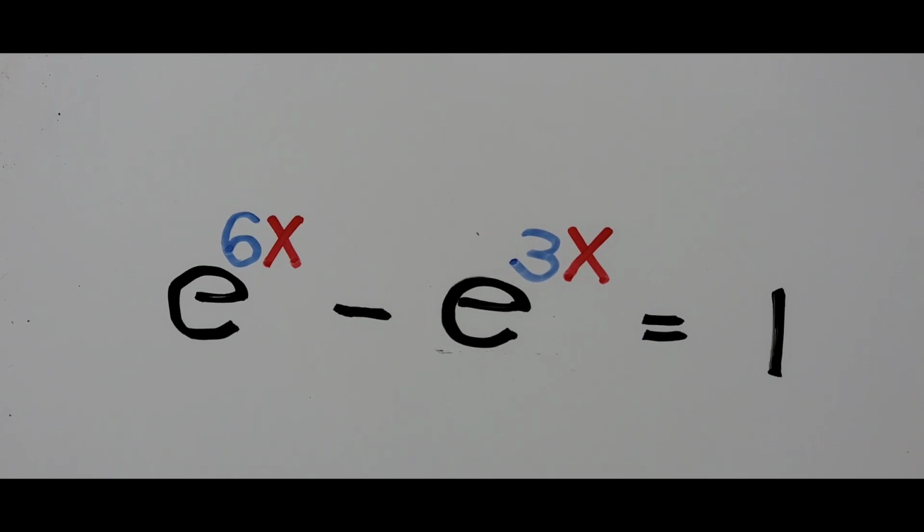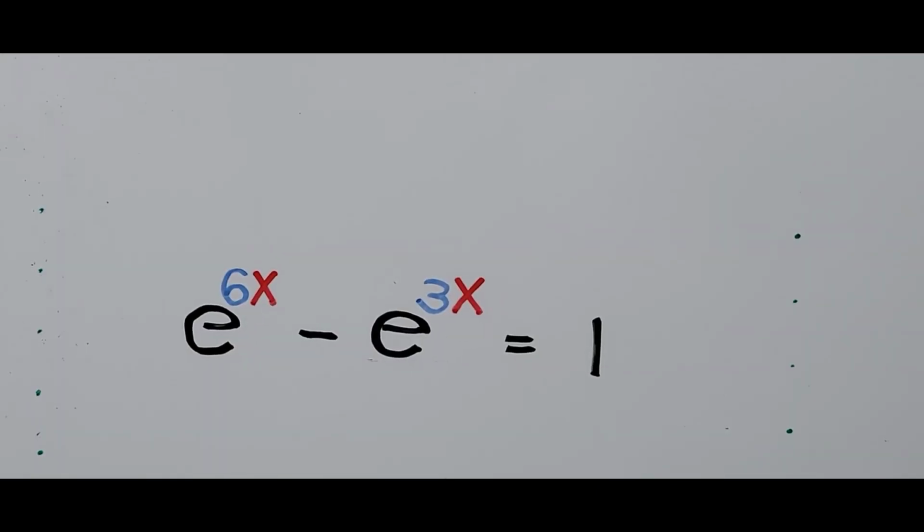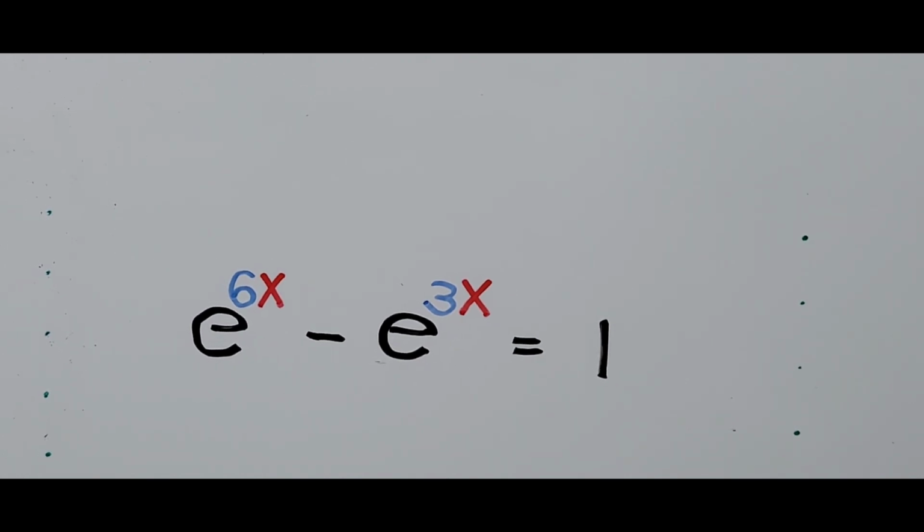So let's do it. If we take a look at the exponents, 6x and 3x, 3x is half of 6x, and if we divide 6 by 2, it becomes 3. So that means it will be the same as the exponent of the second term, 3x. So this equation will be transformed to a quadratic equation, and then we'll be using substitution to represent the value of e raised to the power of 3x. Alright, so let's do it.